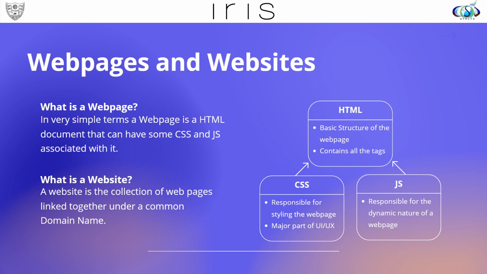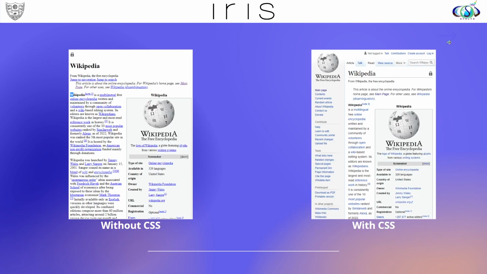Now coming to what a website is, it is nothing but a collection of various web pages under the same domain name. So when we refer to Wikipedia as a website, it encompasses all the web pages containing various articles that all come under the domain name of wikipedia.org. Here is an example of a web page of Wikipedia with and without CSS. We can see and appreciate the difference that CSS makes on how presentable a web page is.